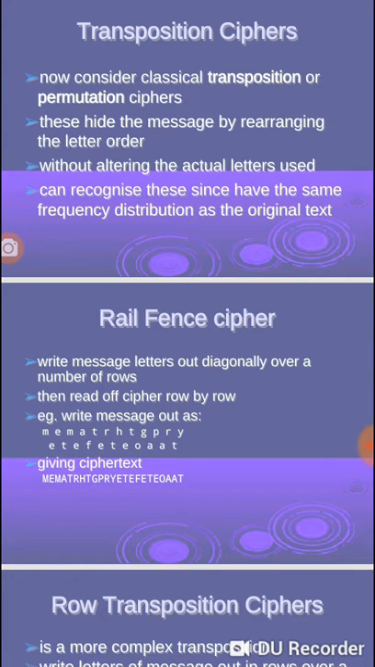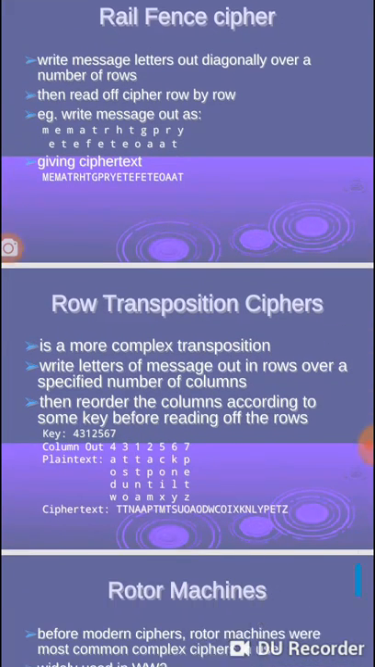Write the message letters out diagonally over a number of rows, then read off the cipher row by row. For example, write the message out diagonally as you can see here, and to give the ciphertext, we write it row-wise. So we get the ciphertext.